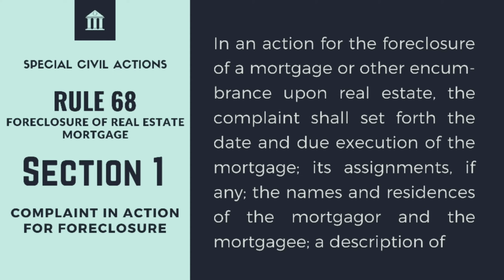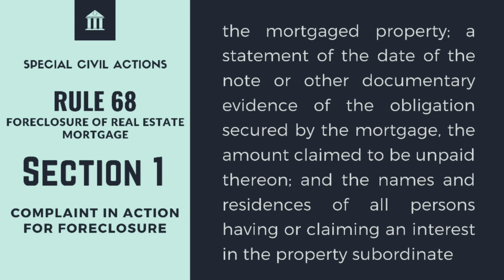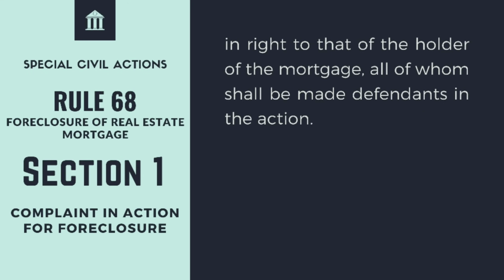In an action for the foreclosure of a mortgage, or other encumbrance upon real estate, the complaint shall set forth the date and due execution of the mortgage, its assignments, if any, the names and residences of the mortgagor and the mortgagee, a description of the mortgaged property, a statement of the date of the note, or other documentary evidence of the obligation secured by the mortgage, the amount claimed to be unpaid thereon, and the names and residences of all persons having or claiming an interest in the property, subordinate in right to that of the holder of the mortgage, all of whom shall be made defendants in the action.